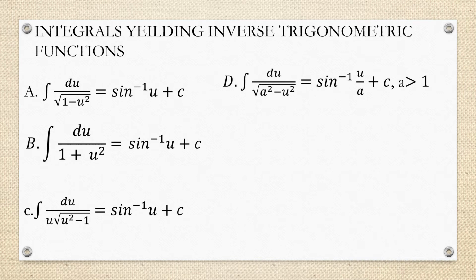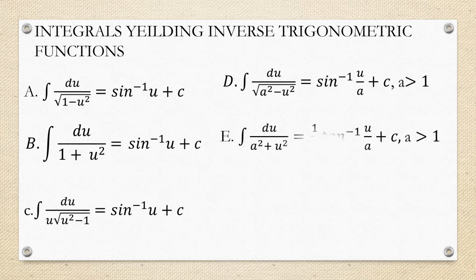Then we have the fourth one. If we're given the integral of du over the square root of a squared minus u squared, that is equivalent to the inverse of sine of u over a plus c, given that a is greater than 1, because when a is greater than 1, we could easily find that there is a value for u over a.